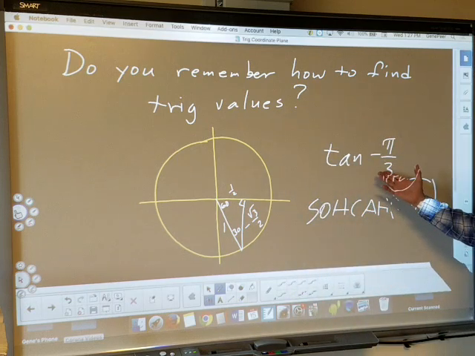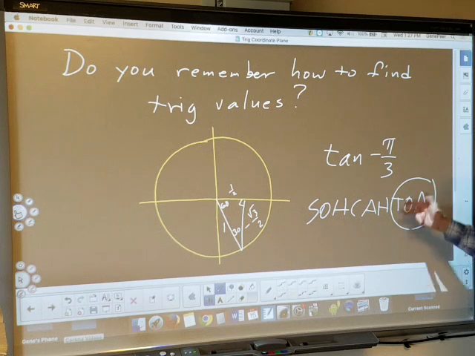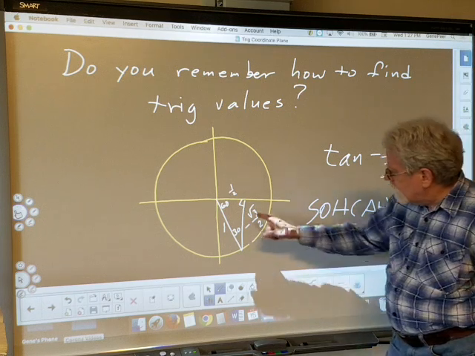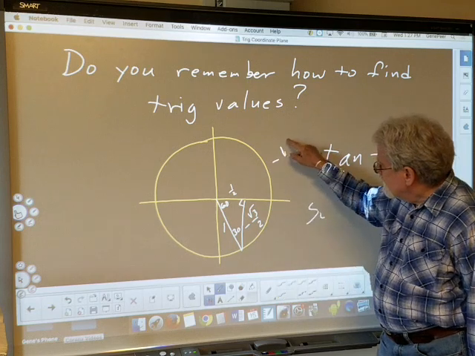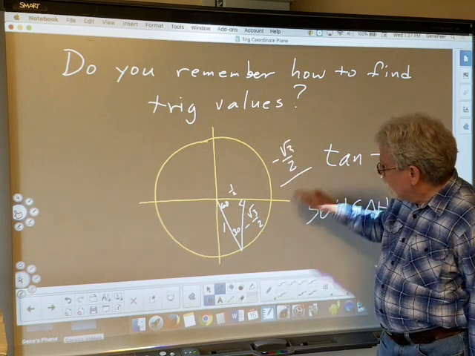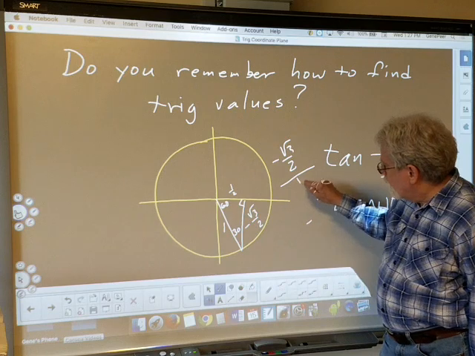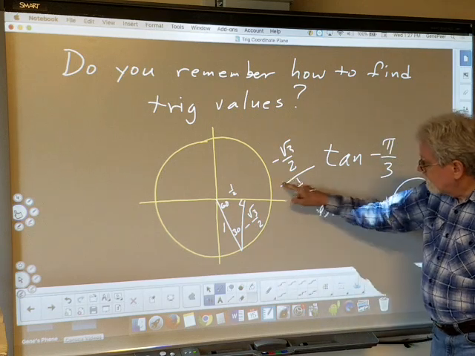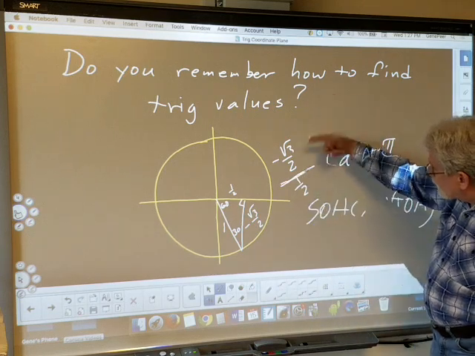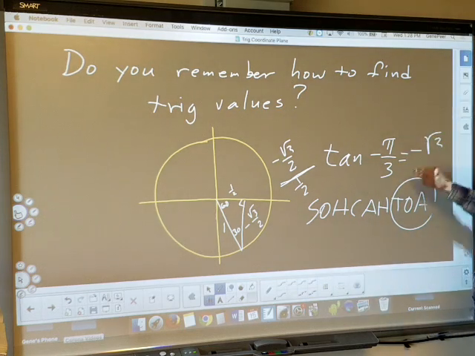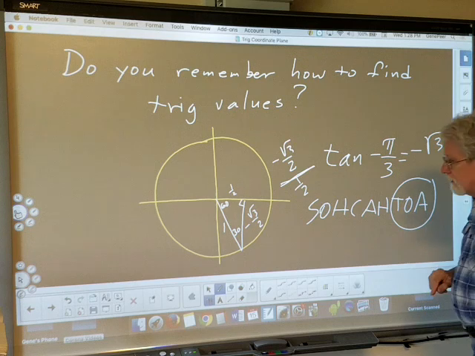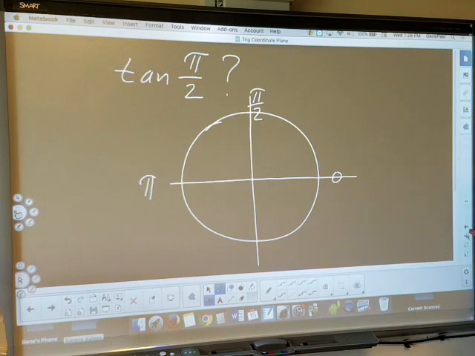So finding the tangent of negative pi over 3 is going to be opposite over adjacent. That's going to be negative square root of 3 over 2, over the adjacent, which is 1/2. To divide by a fraction, multiply by the reciprocal, the 2's cancel, and we get negative square root of 3. Done. All right, another one that we need to remember how to do.